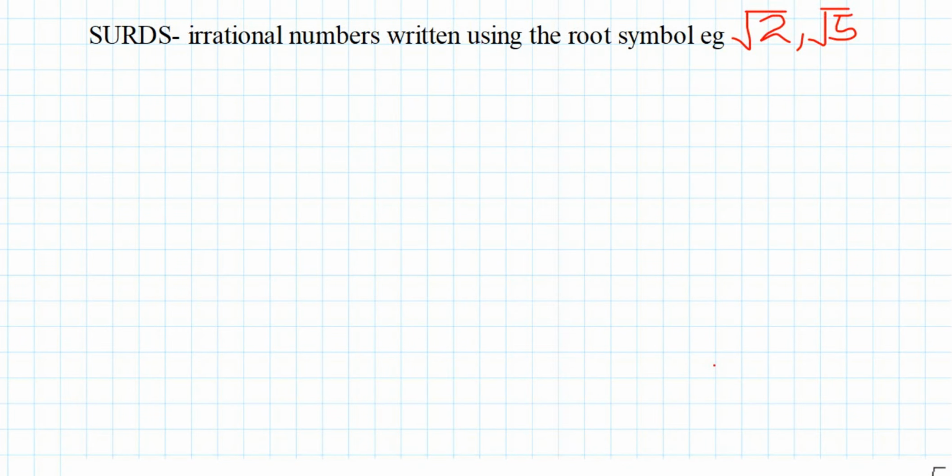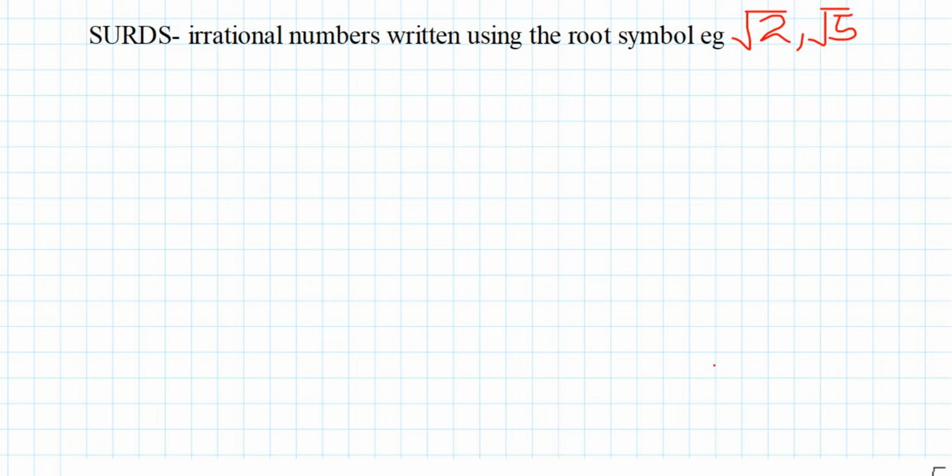So in this video, we are going to be looking at the topic surds, and we're going to be looking at what surds are. And then we're going to look at the different operations that we can perform on surds. Then after that, we can solve a few questions so that they can guide us on how to go about surds.